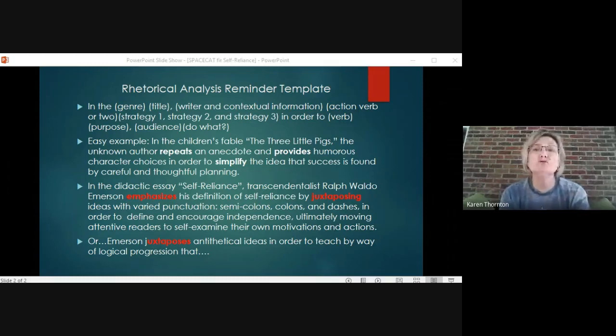We're going to say, in the children's fable, The Three Little Pigs, the unknown author. I don't really have any contextual information here. I just know that it's a fable. If I were really writing this essay, I would probably talk about how it was presented orally through the years until finally it was published. But that's not going in the thesis statement. So that's just a little heads up that sometimes the contextual information may go ahead. But anyway, here I'm going to use a strong verb.